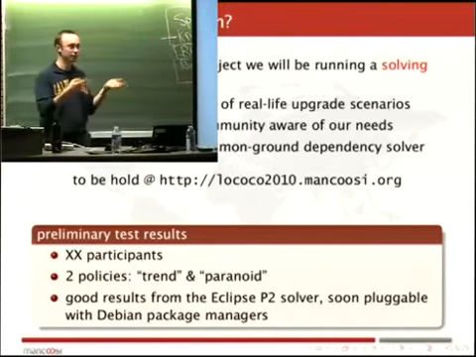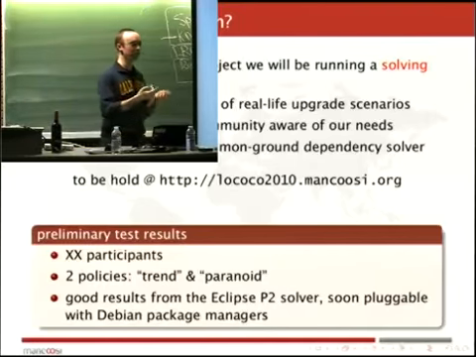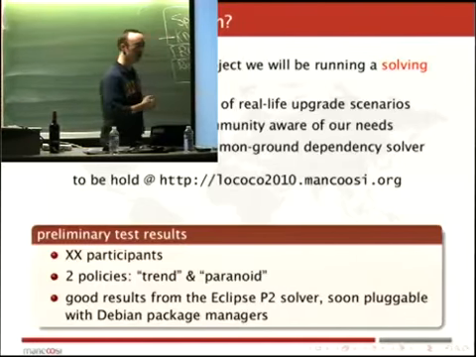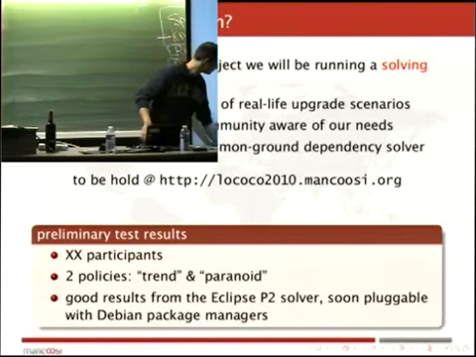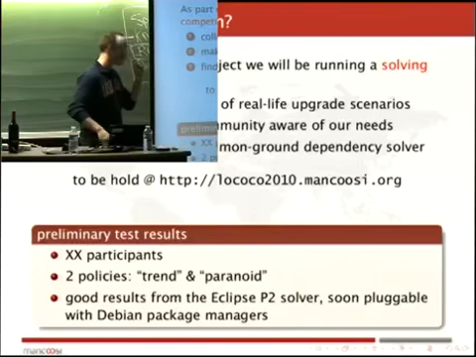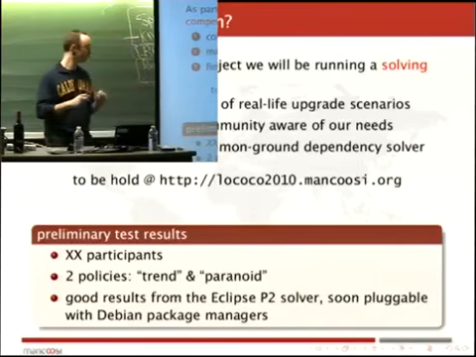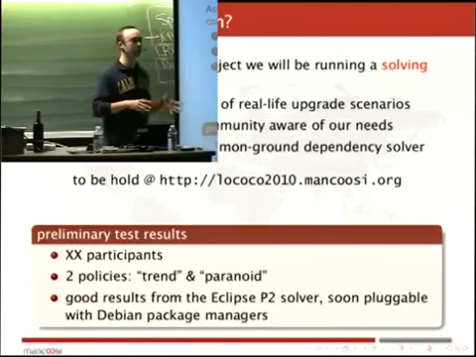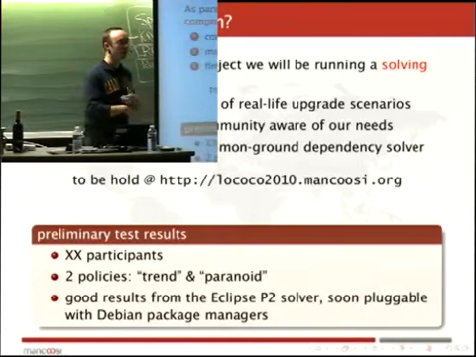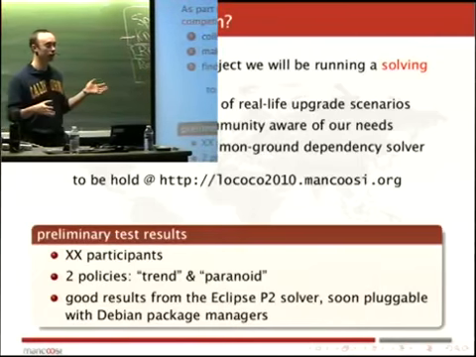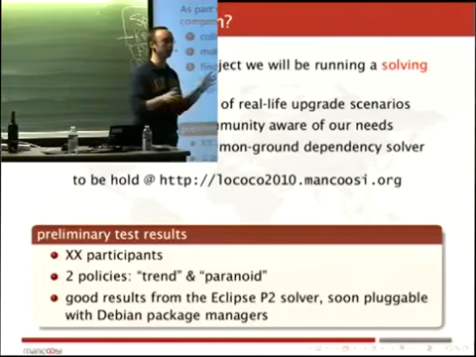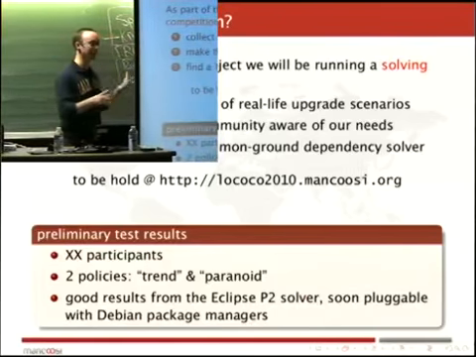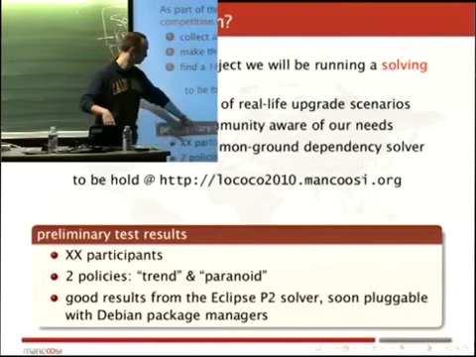So 7 teams working on solver, and some of them provided more than one solver. And for the moment, we tried 2 different policies. So we tried our trendy policies, which represent the kind of user which always wants the latest version of all available packages to try out new features. He doesn't care about removing all kinds of stuff or breaking things. So this is the policy which is called trendy.